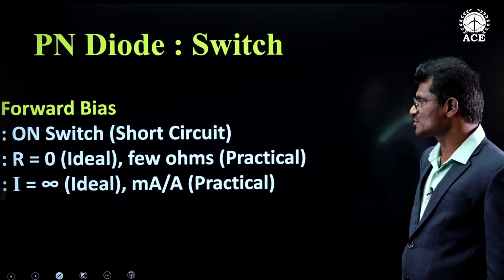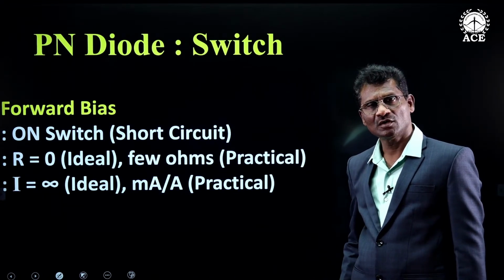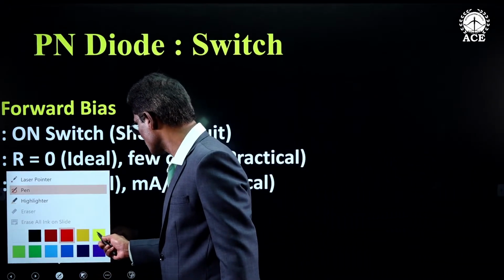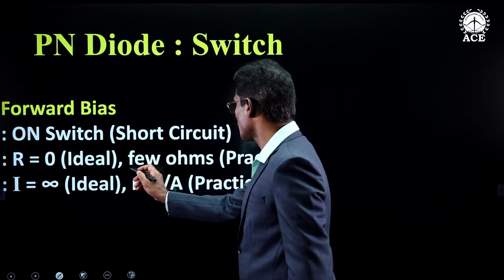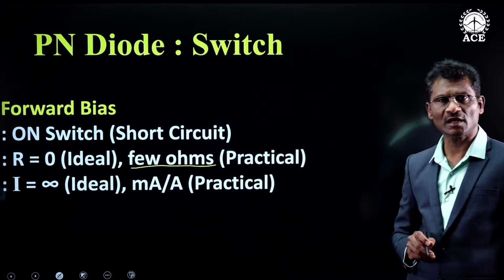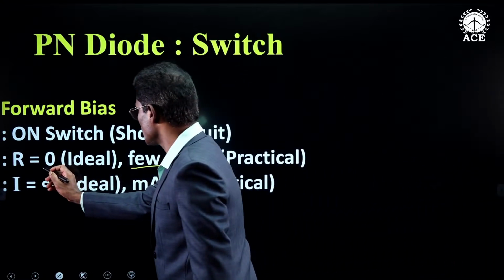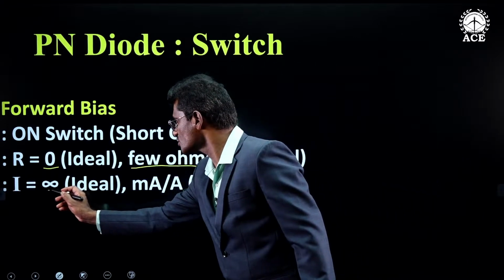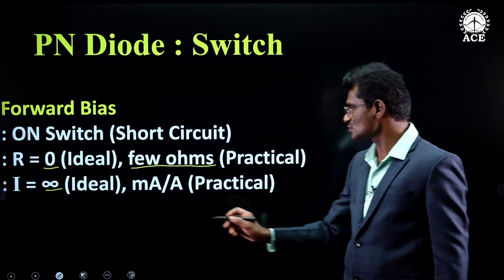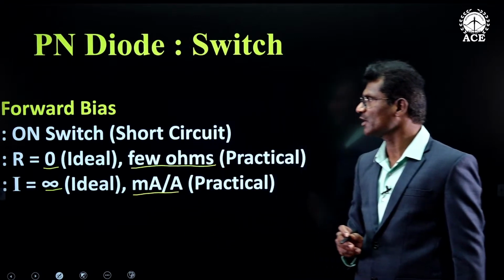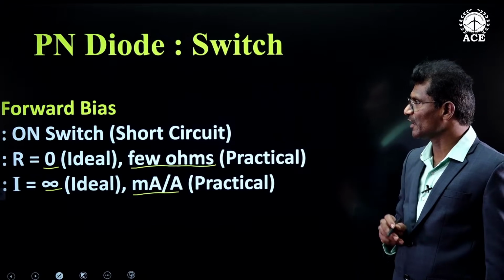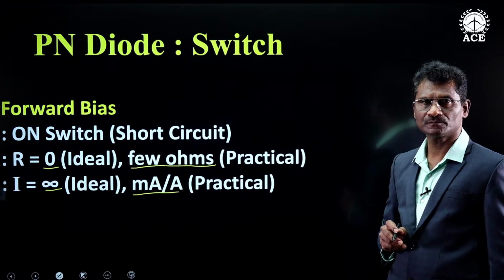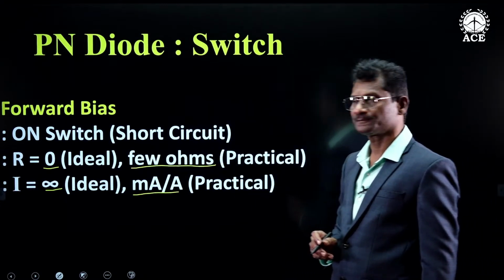Now, just now we stated that in a forward bias diode, width of depletion region is very less, and hence resistance will also be less. It is of the order of few ohms in a practical case and 0 in an ideal case. Resistance is 0 means current is infinity. If resistance is low, current is maximum, milliamps or amps. So a PN diode can be used like an on switch in forward bias condition, which is called a short circuit.